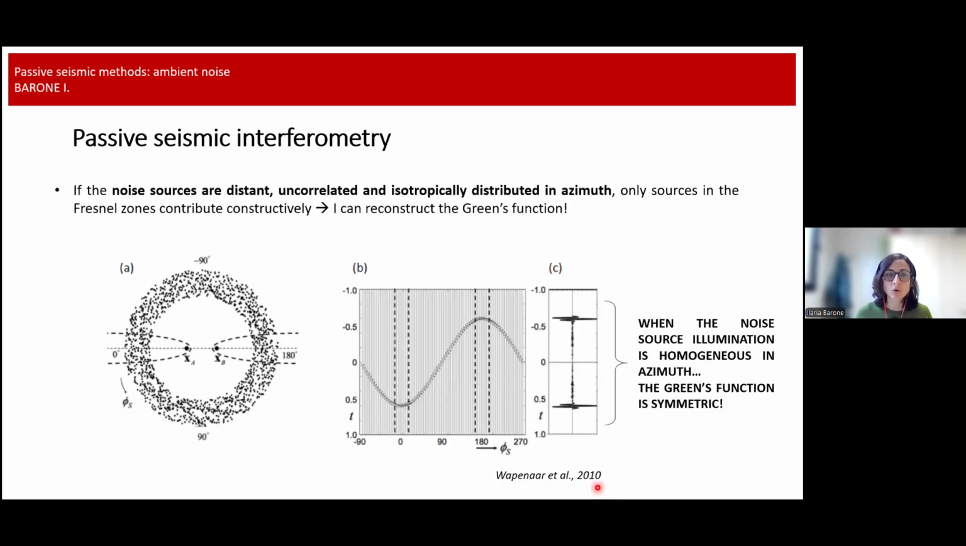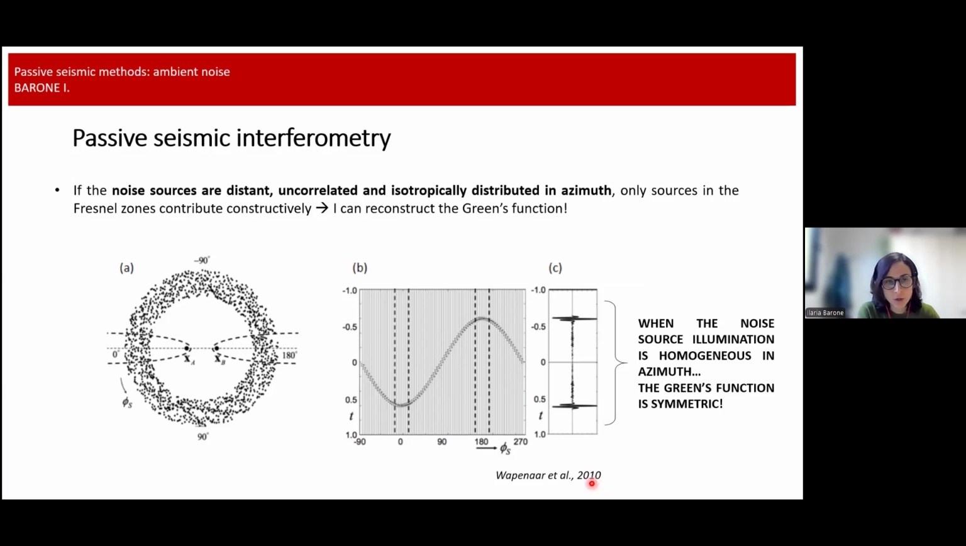But we cannot control the origin, the location of the seismic sources. We are not sure that seismic sources are in line with the pair of receivers. They could be everywhere around us, and so they could cover all possible azimuths.